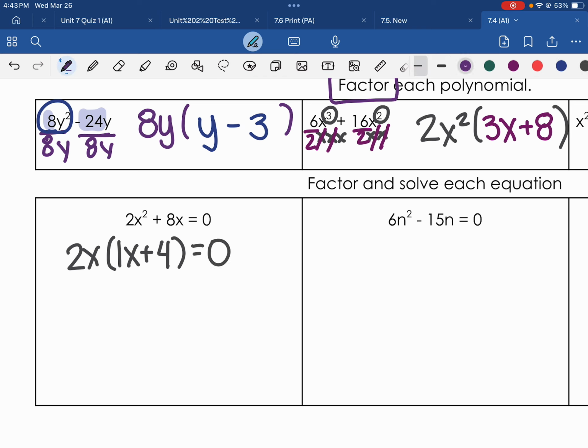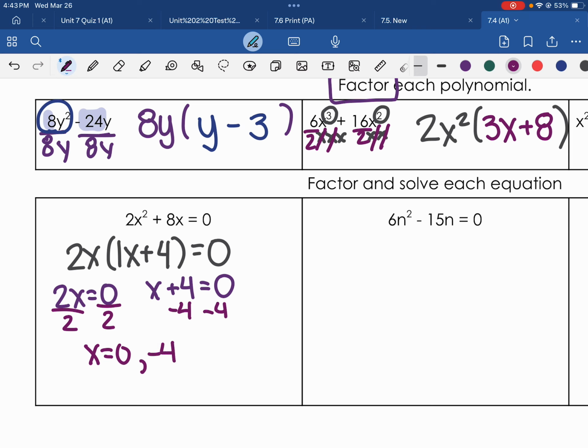Now, we need to solve it by saying either 2x equals 0 or x plus 4 equals 0. Divide by 2, x equals 0. Subtract the 4, x equals negative 4.